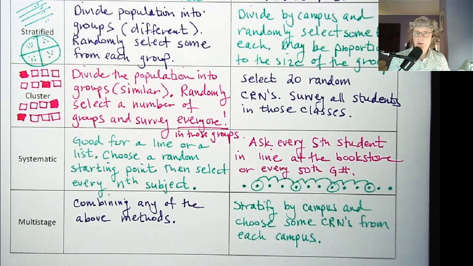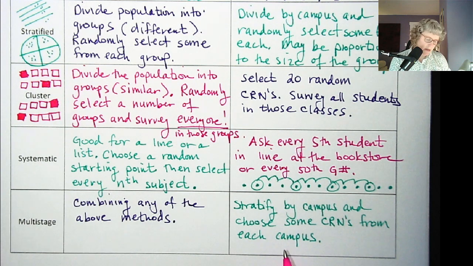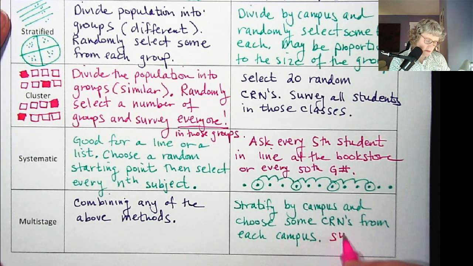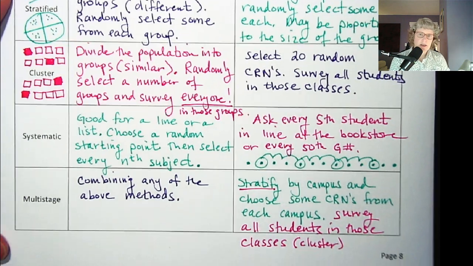That would be good to do. Another way you could stratify is like day classes versus evening. There's another way to stratify. So this is one way to stratify. And then, so that's stratified, and then survey all students in those classes. So that's a cluster. Okay, so that's a combination of stratified and cluster sampling.